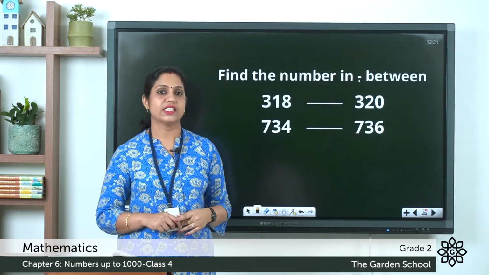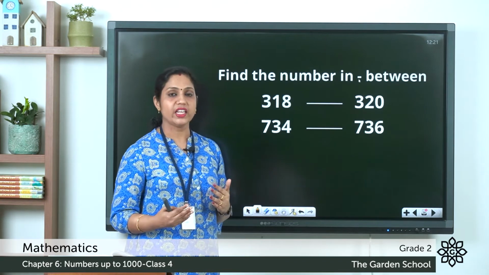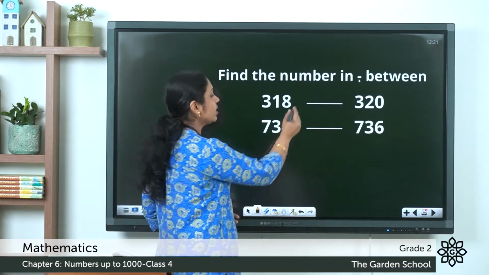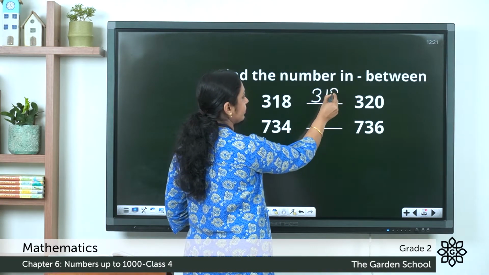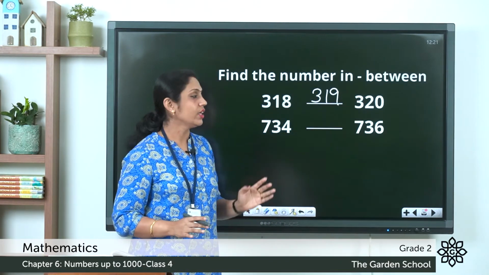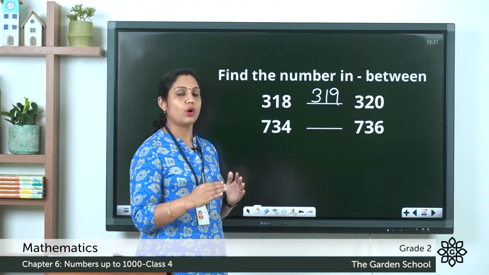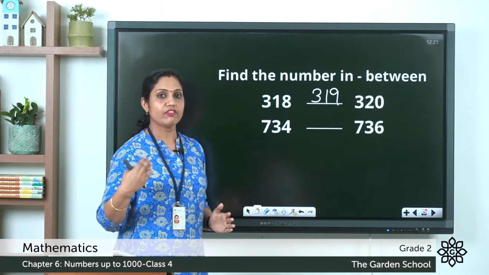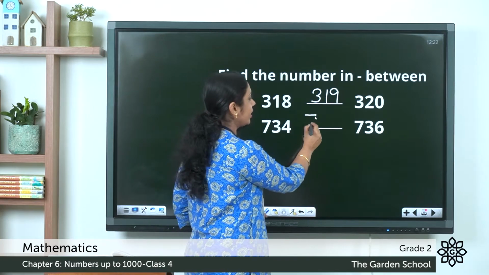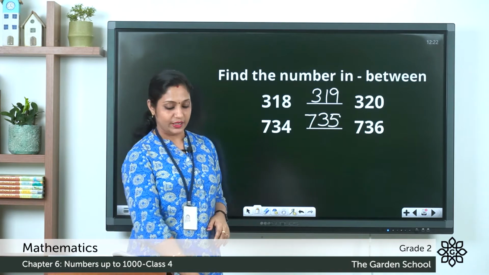Hope you have done it. Now let's check the answers. 318 and 320. Now let's count. 318, 319, 320. So which number has to come there? It is 319. So the numbers are correct. Let's check the second one. 734 and 736. So let's count. 734, 735, 736. So which number has to be written here? It is 735. So hope you all have done it correctly.